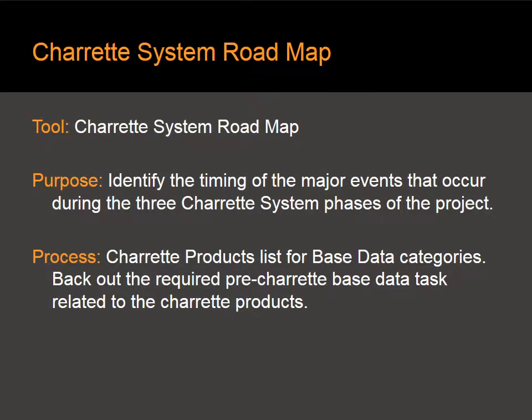Next, we're going to do the Charrette System Roadmap. The Charrette System Roadmap is one of the major exercises of this whole course. It brings together all the information in the assessment phase to do a quick chart on when we can do a charrette, how long it will take to prepare for the charrette, and what happens during the phases of the entire project. So you will be referring to the charrette product list primarily for this exercise, and we'll get to that.